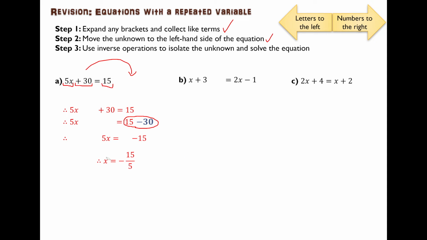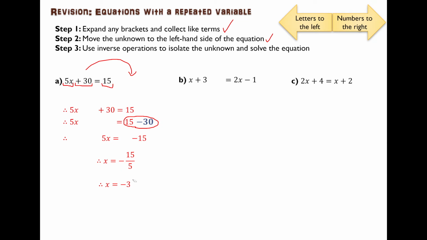Okay, now I've got x by itself, right? So I'm pretty much done. The only thing that is remaining for me to do is to get this here, this negative 15 divided by 5. 15 divided by 5 is 3, and then I have the negative sign out the front, so x is negative 3.